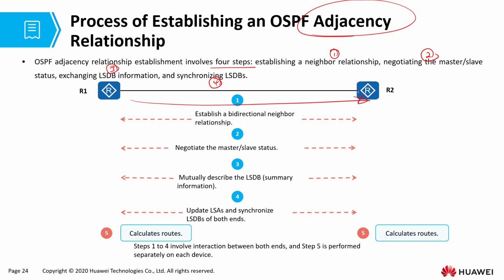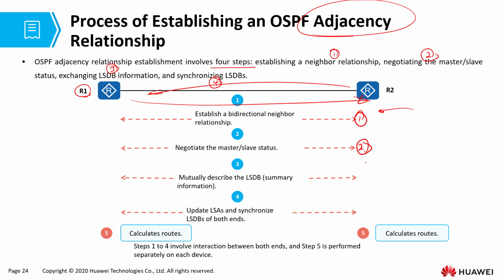R1 sends a hello packet to R2, R2 sends a hello packet back to R1, and once R2 sends a hello packet that contains R1's router ID, if R1 receives a hello packet from R2 which contains its own router ID, it knows that it is in the two-way state. We're going to talk about that. But generally, in the first step, we establish a bidirectional neighbor relationship.